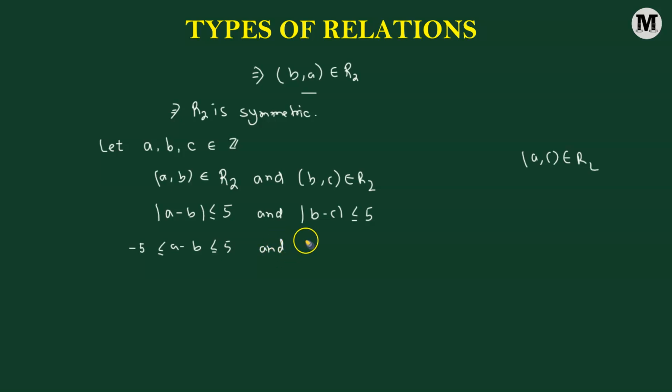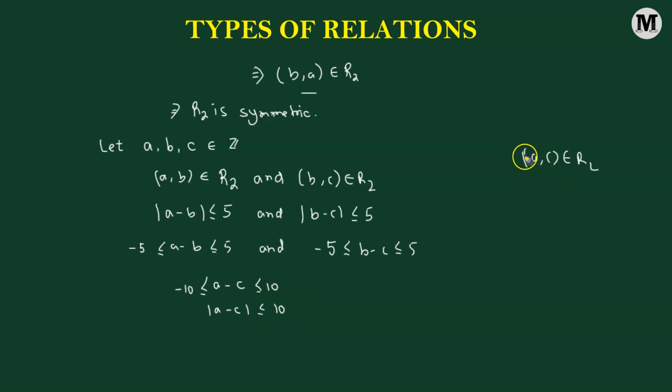And absolute value of b minus c less than or equals to 5 can be expressed as negative 5 less than or equals to b minus c, which is less than or equals to positive 5. Now, when we combine these two inequalities, which I'm leaving as an exercise for you to try out, a minus c is going to lie between negative 10 and positive 10, meaning that we have absolute value of a minus c less than or equals to 10.